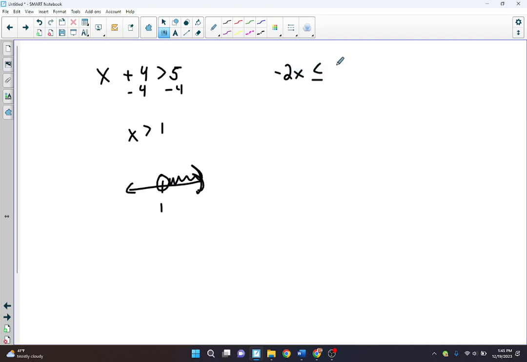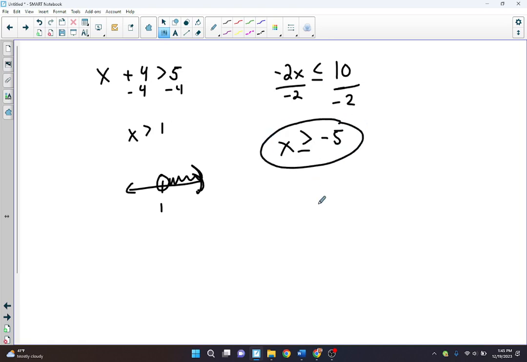Just one reminder: when you multiply or divide by a negative, so let's say I divide by -2, you have to flip the symbol. It was less than or equal to, now it's greater than or equal to -5. That's going to be a tough one to remember. So just do -5 in the middle, closed circle. x is bigger than -5, so I go to the right.